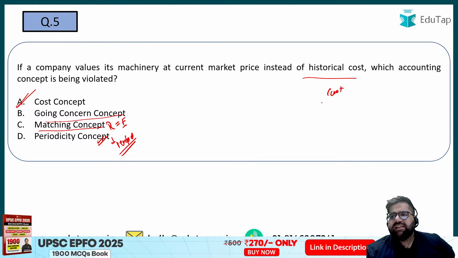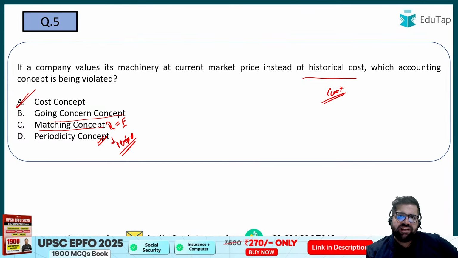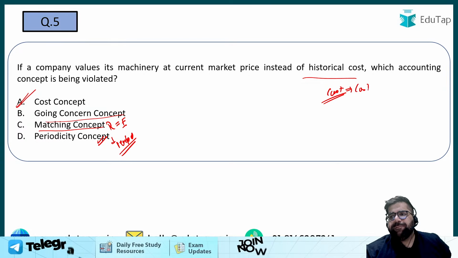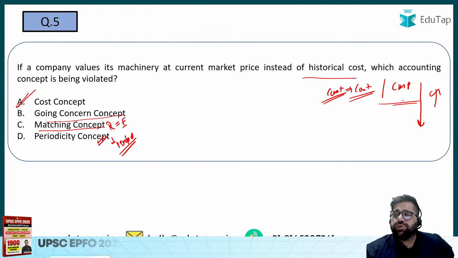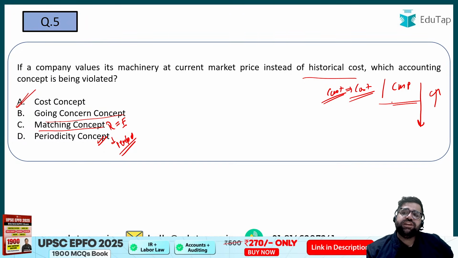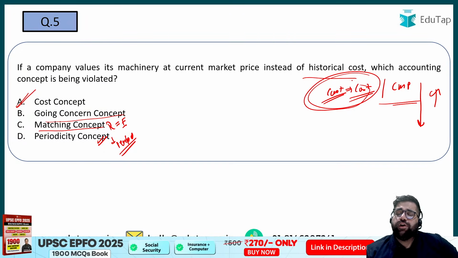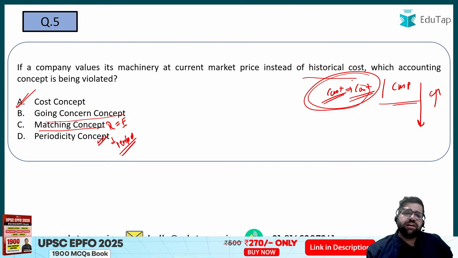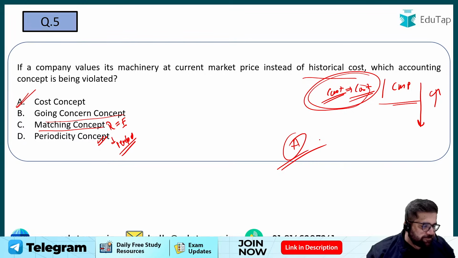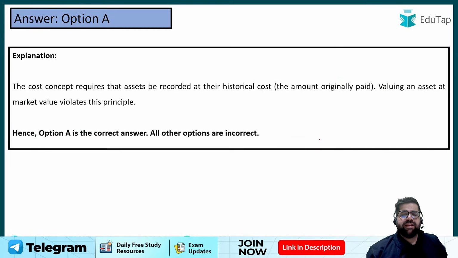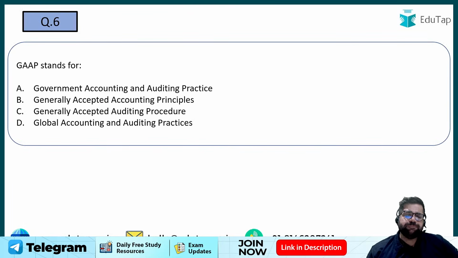Cost concept basically says that you have to record your machineries, your assets, at cost only. You will not record your assets at current market price. Why? Because current market prices can increase or decrease. That will fluctuate, which is not good for your balance sheet. Therefore, you will always record your business assets at cost. Therefore, the correct answer over here will be option number A itself. Right? Next question, my friends, question number 6.